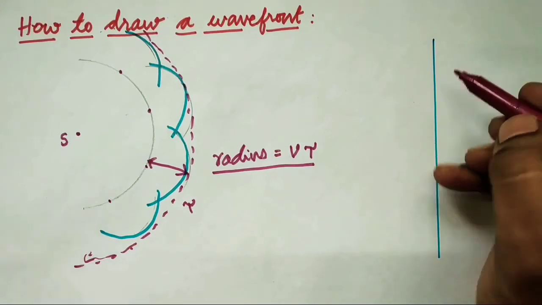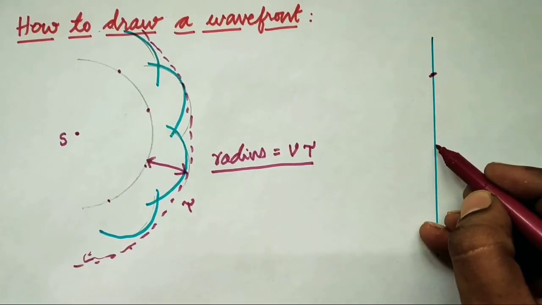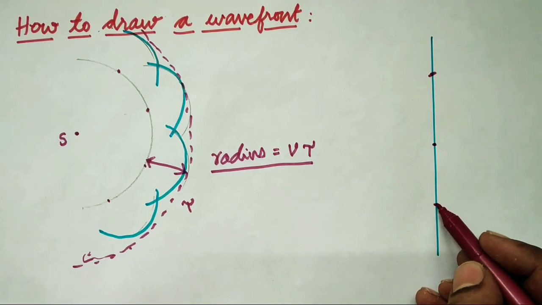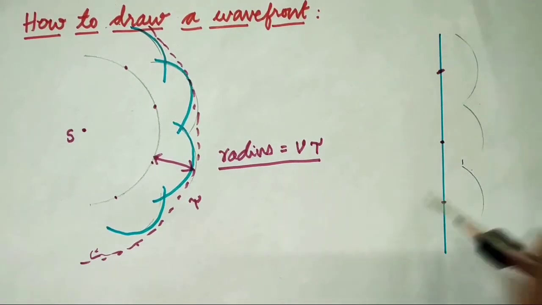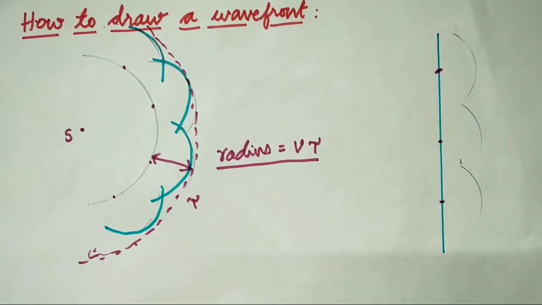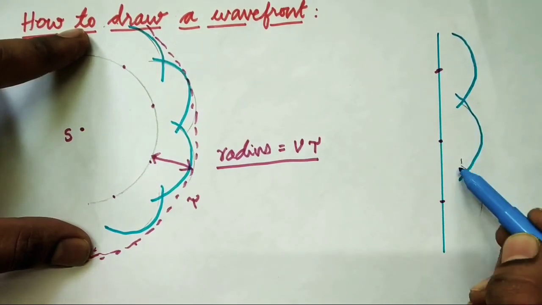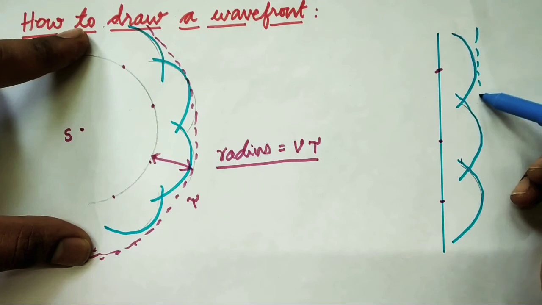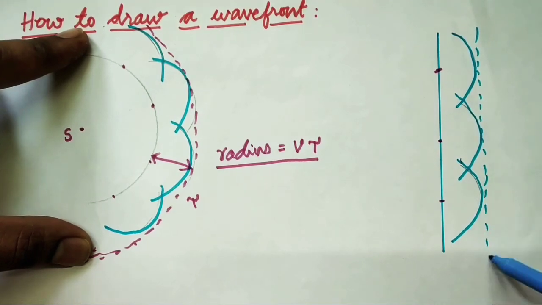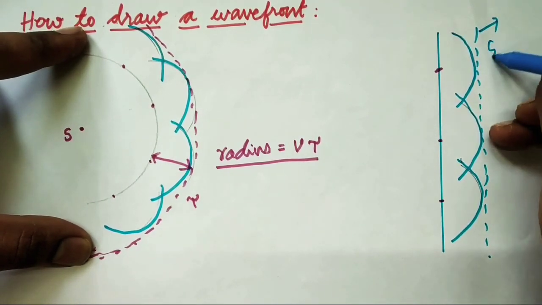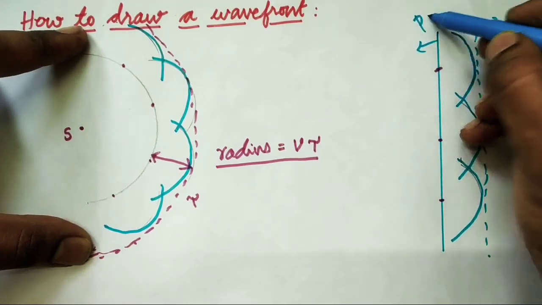So again, on this plane wavefront, every point acts like a source of secondary wave. We proceed the same thing. Now we take the radius which is equal to v tau, and we complete drawing the spheres from the source, right? And now by joining all these secondary wavelets, we will get a secondary wave. This is how we draw for a plane wave.